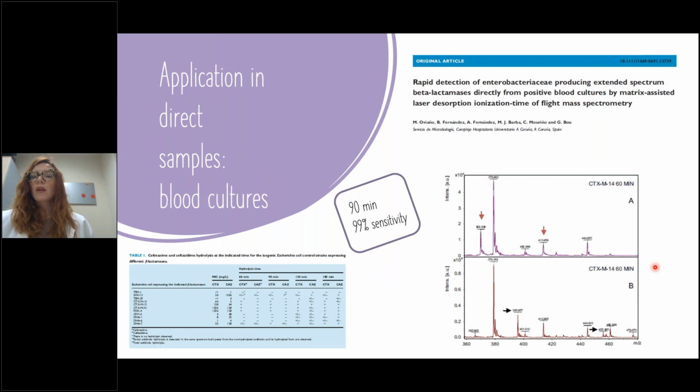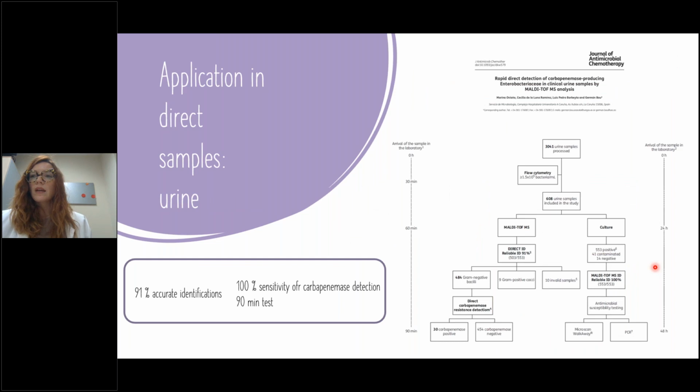We also tried to apply all these approaches in direct samples, as I think it is the most interesting application after all. We tried to detect Beta-Lactam resistance directly in blood cultures, and we had very good results. We also performed the assay directly from urines, which also gave very good results.